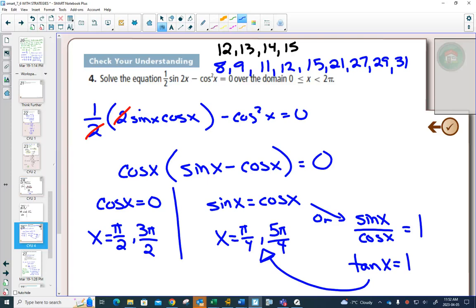And solving trig equations is in two units. It's in chapter 6 and in chapter 7. So I would probably say of all the topics we learned this year, this is considered the most important by the curriculum, because we've done it the most. So for sure you're going to get solving questions on your exam.